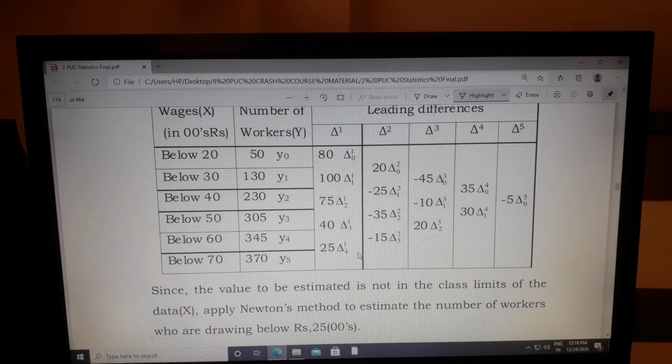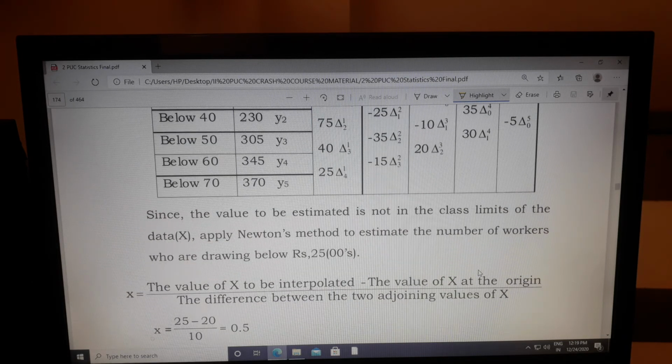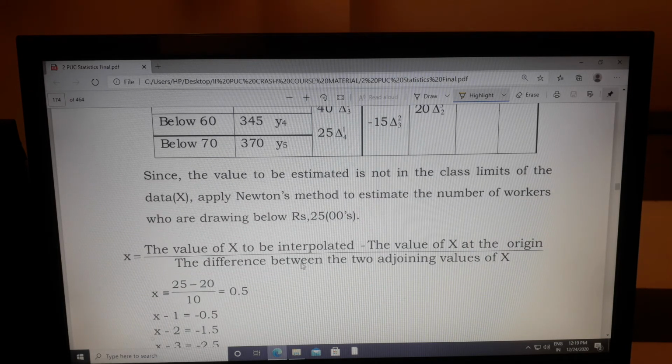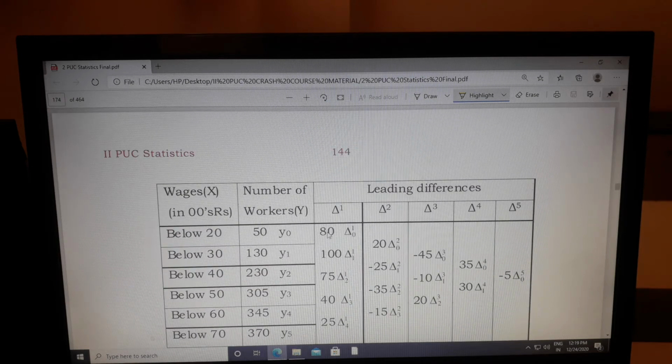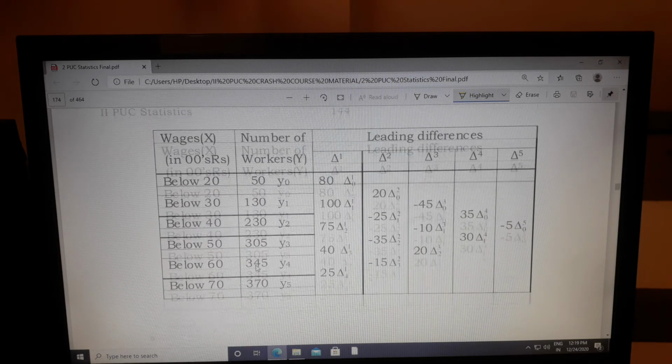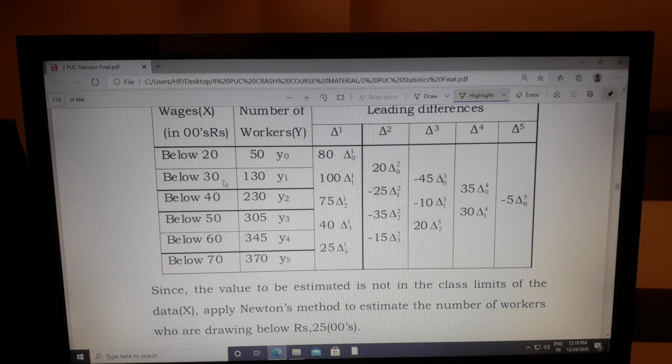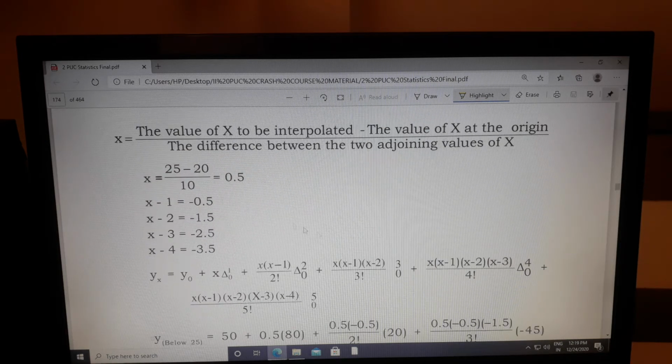Since the value to be estimated is not in the class limits of the data, apply Newton's method to estimate the number of workers. This is the formula. The value x to be interpolated: what is to be calculated? Those who are earning below rupees 25. That means 25 will be the value to be interpolated, minus the value of x at origin. What is the value of x at origin? 20. And then divided by the common difference, 10. So 25 minus 20 by 10 is 0.5.